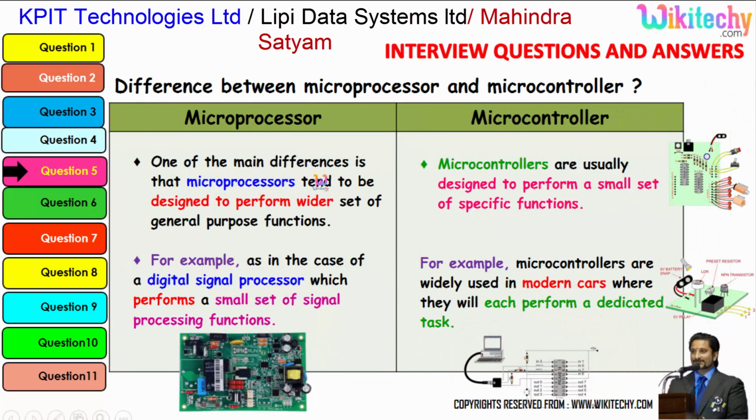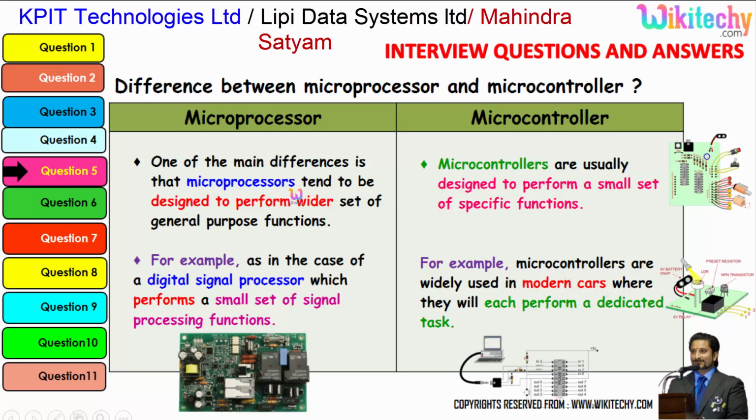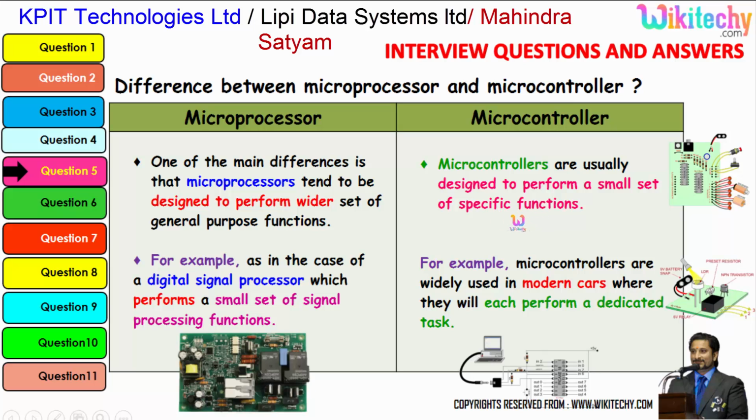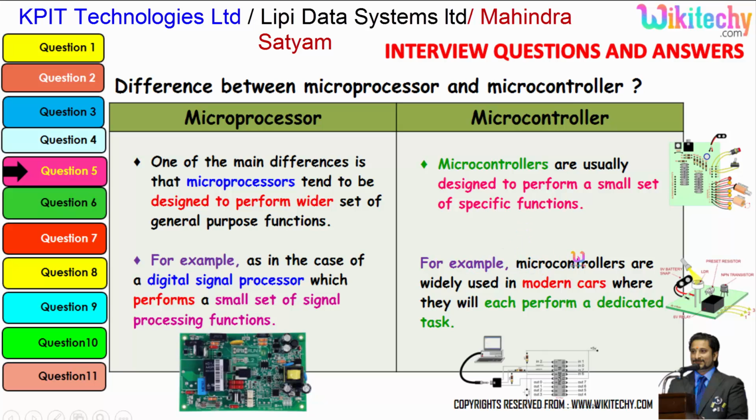One of the main differences is that microprocessors tend to be designed to perform a wider set of general purpose functions. For example, as in the case of a digital signal processor, which performs a small set of signal processing functions. Whereas microcontrollers are used to perform a small set of specific instructions or functions. Over here it's general purpose, it's specific. For example, microcontrollers are widely used in modern cars where they each perform a dedicated task.